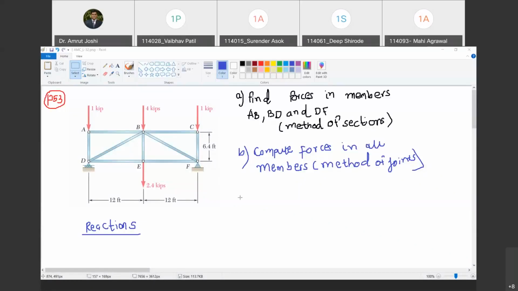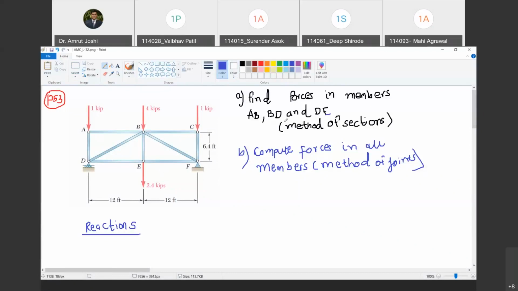Today we are going to quickly solve the second problem on truss. I have shown a truss structure here, and all the dimensions are given in feet and all the loads are given in kilopascals. Two things we have to do. Part A, we have to find forces only in members AB, BD and DE, not DF. Let me correct it, DE. Are you with me? Yes, sir.